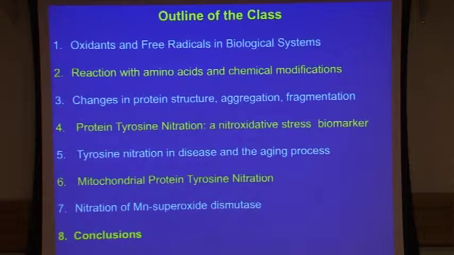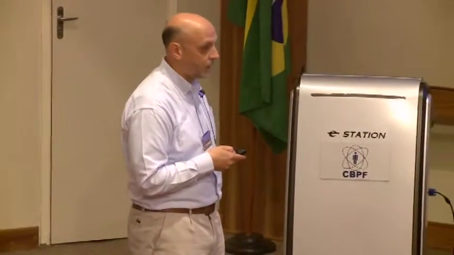So this is the end. We have summarized the formation of oxidants in biology, how it reacts with amino acids, how they can promote changes in structure, aggregation, and fragmentation. We concentrated on the process of tyrosine nitration in general, in disease and aging, how mitochondria can constitute a central locus of nitrating species, and finally we provided an example of how nitration of a very important protein such as manganese superoxide dismutase can lead to inactivation.